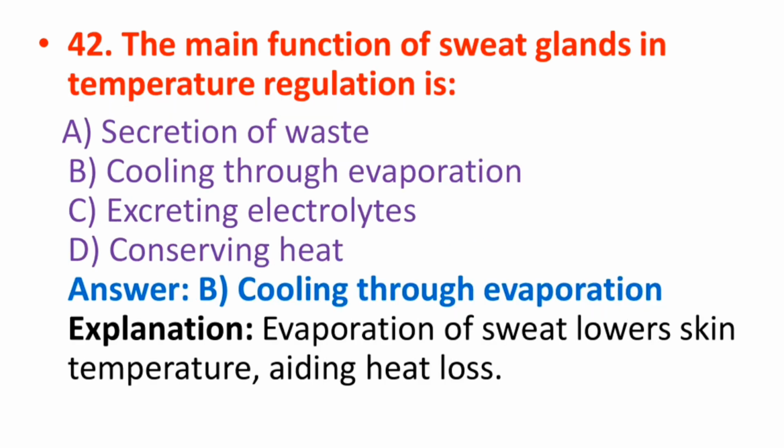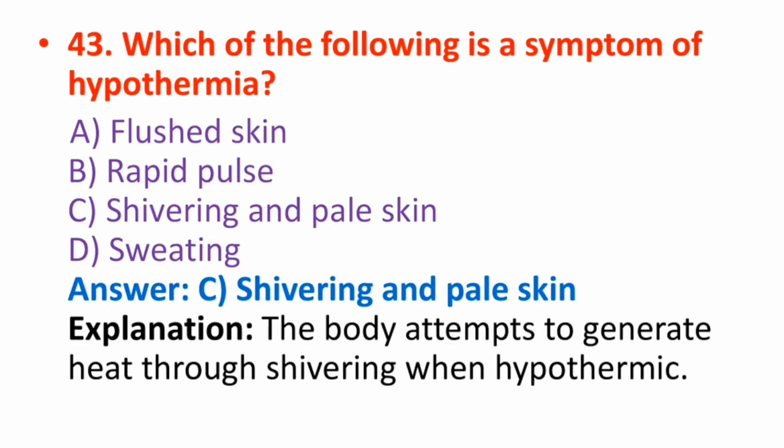The main function of sweat glands in temperature regulation is option A secretion of waste, option B cooling through evaporation, option C excreting electrolytes, option D conserving heat. The correct answer is option B cooling through evaporation. Evaporation of sweat lowers skin temperature, aiding heat loss. The main function of sweat glands in temperature regulation is cooling through evaporation.